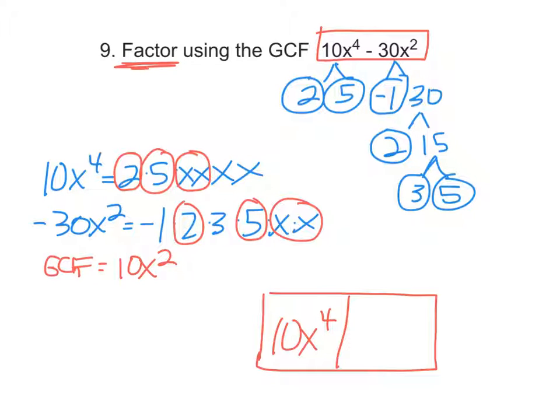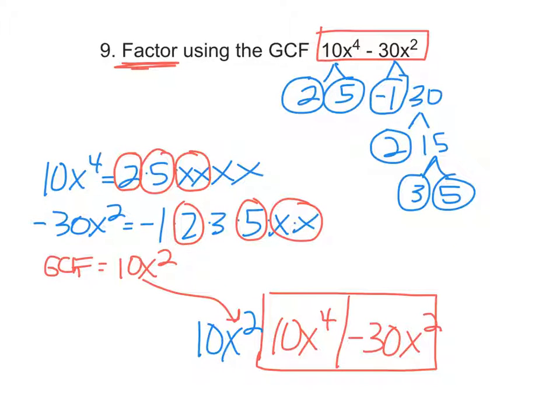So 10x to the 4th goes in the first box. Negative 30x squared goes in the second box. Now that GCF you just found is going to go right out front. So our GCF, 10x squared. We took out the biggest factor from each term. Now we're going to figure out what we needed to multiply by to get this answer. So now we're going to fill in the top of the box.